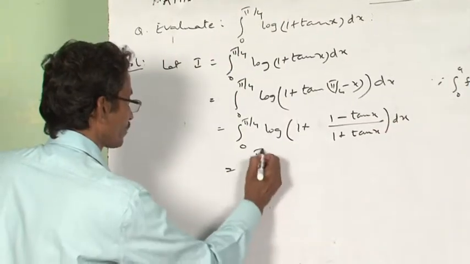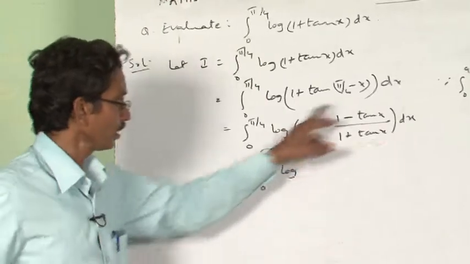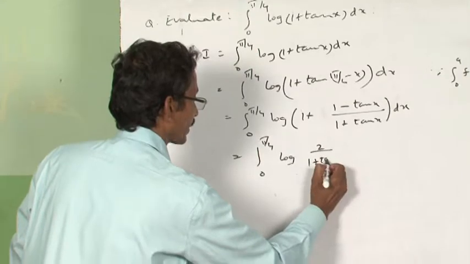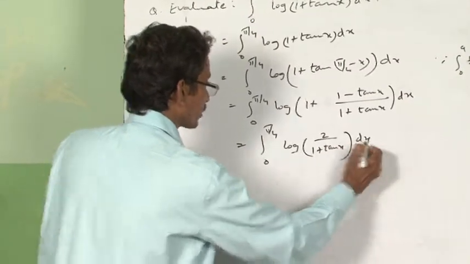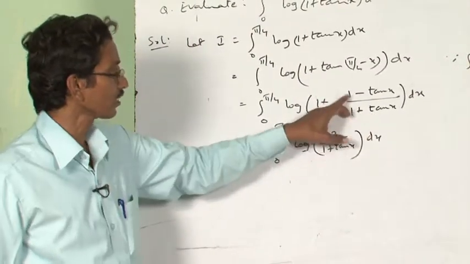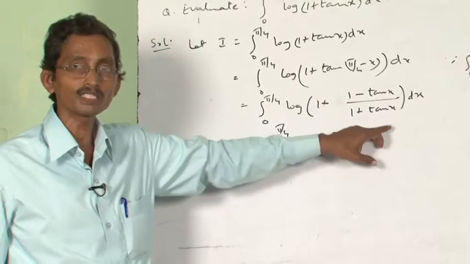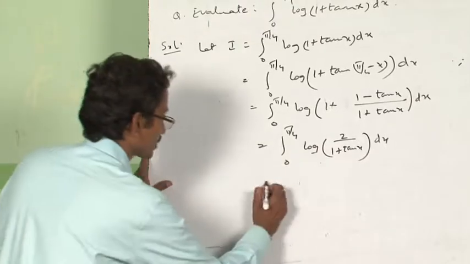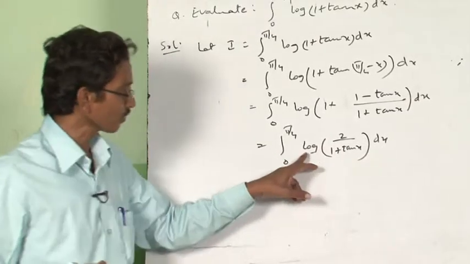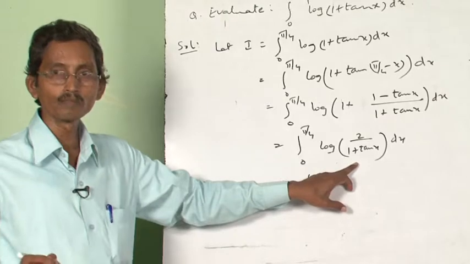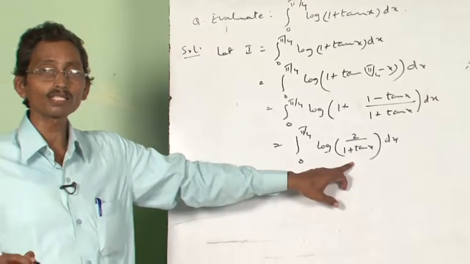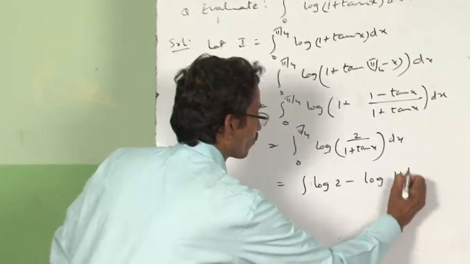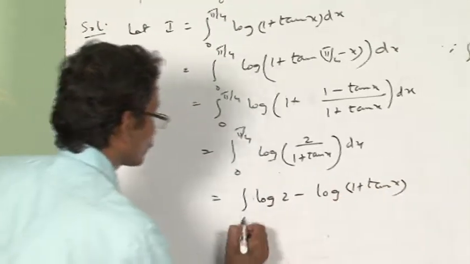This is equal to the integral from 0 to pi by 4 of log of, after simplifying, 2 by (1 plus tan x) dx, because 1 plus tan x plus 1 minus tan x upon 1 plus tan x is 2 by 1 plus tan x. Now it is in the form of log of a by b. By the laws of logarithms, log(a by b) is equal to log a minus log b, so log 2 minus log(1 plus tan x).